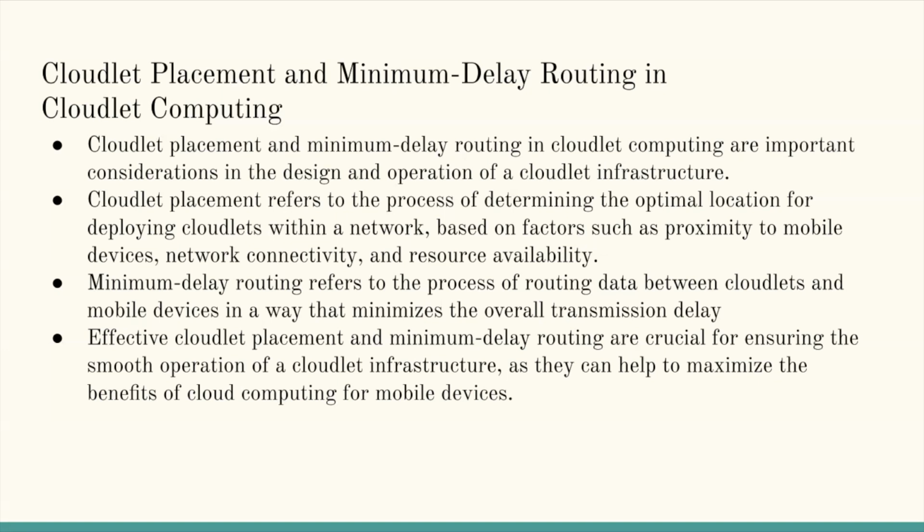throughput. Minimum delay routing refers to the process of routing data between cloudlets and mobile devices in a way that minimizes the overall transmission delay. This can involve selecting the optimal path between the source and destination based on various metrics. As mentioned before, they are the number of hops, available bandwidth, and the latency.